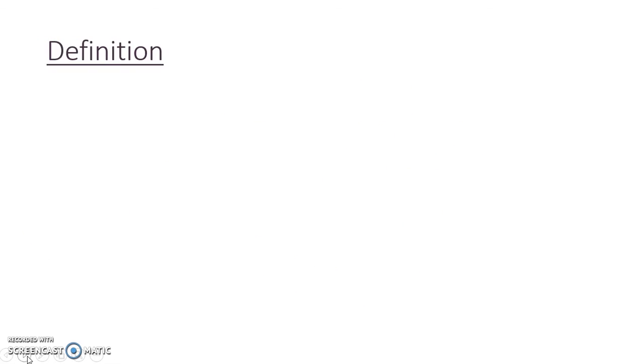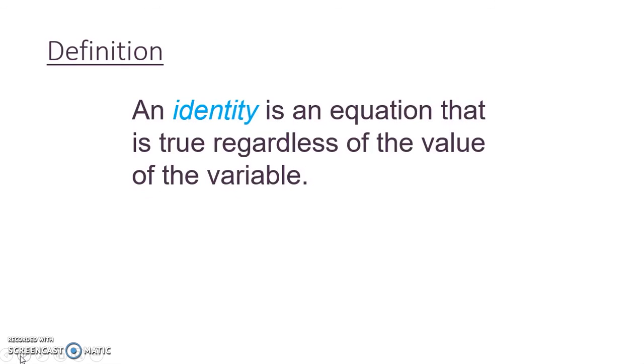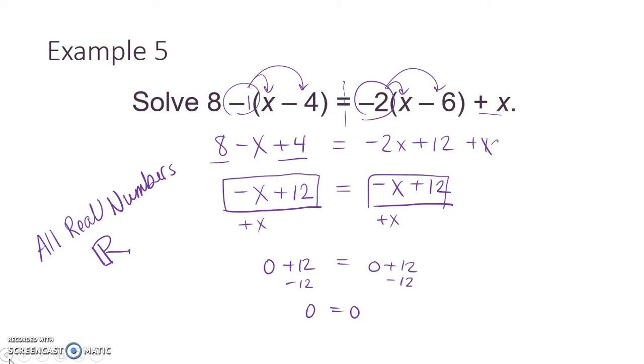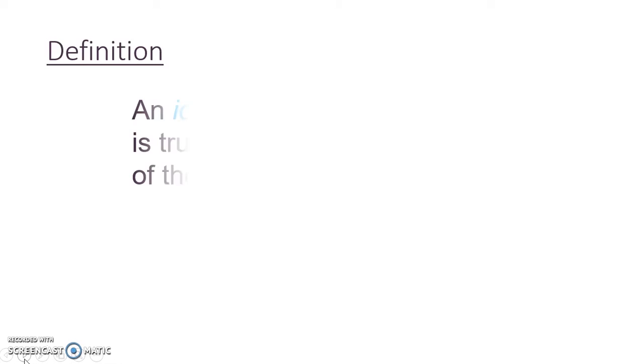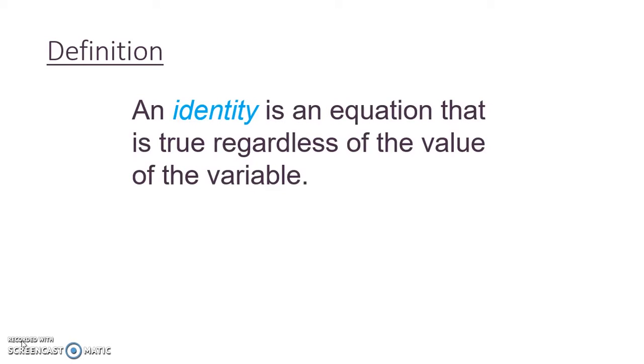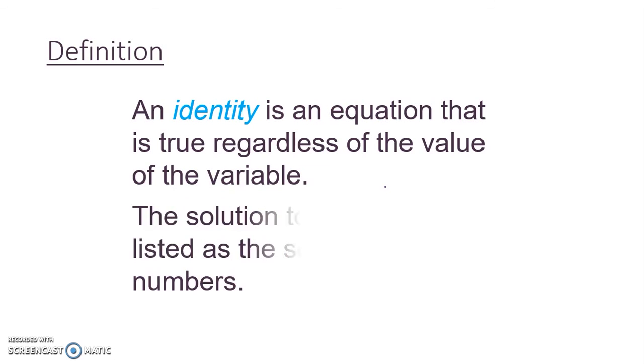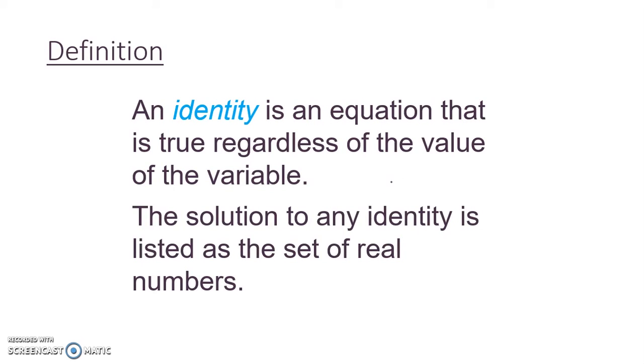All right, we have a definition to look at here because let me back up here for a second. So when we have a solution of all real numbers, this is called an identity, and that's what our next definition is, an identity. So an identity is an equation that is true regardless of the value of the variable. The solution to any identity is listed as the set of all real numbers, which is what we said. We could even do the set of all real numbers. Or we could just write all real numbers.